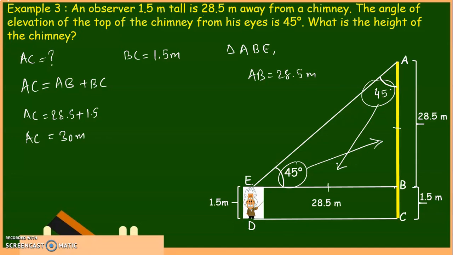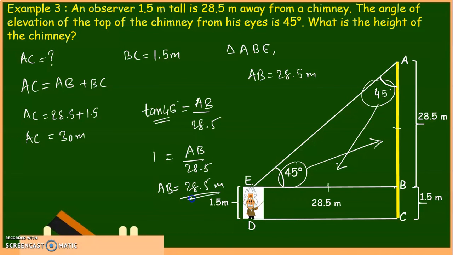And if you want to use trigonometry, then also you will get the same result. Here if you use the formula tan 45 is equal to AB divided by 28.5, then also we know tan 45 is 1. So here we will get AB equal to 28.5 only. So it was an easy question. In the next lecture we will solve more questions based on application of trigonometry.